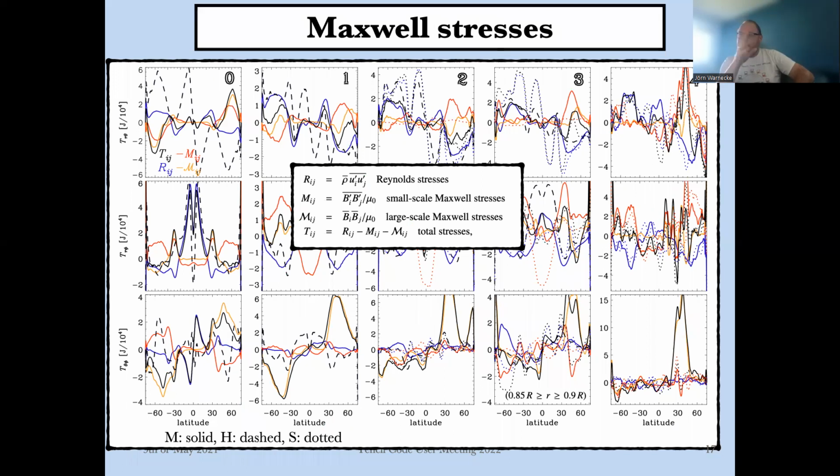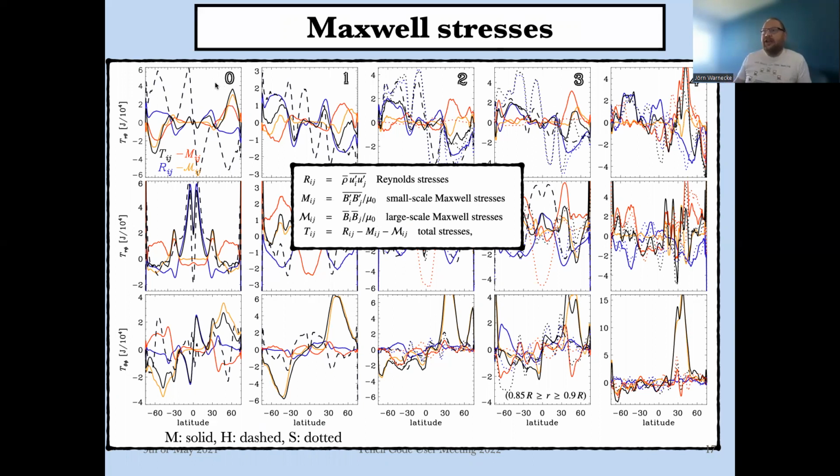And this is related to the stresses. One is the Reynolds stresses, what you see here. Then it's the small scale Maxwell stresses, from the small scale magnetic field, and the large scale Maxwell stresses, which is related to the large scale magnetic field. And all together, they become basically the total stresses, which then are put into the angular momentum transport equation.